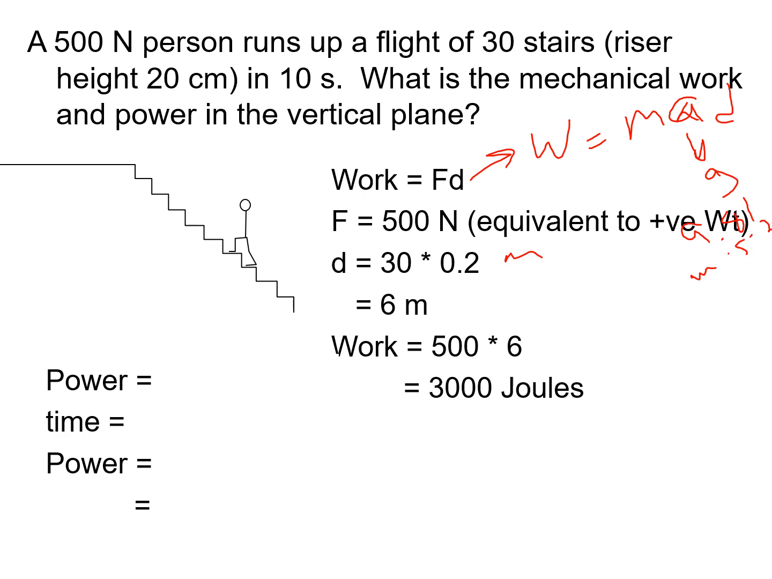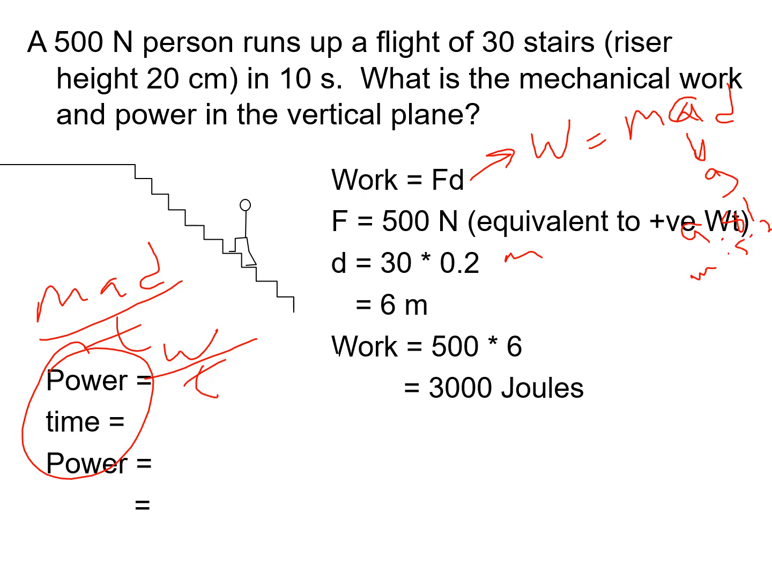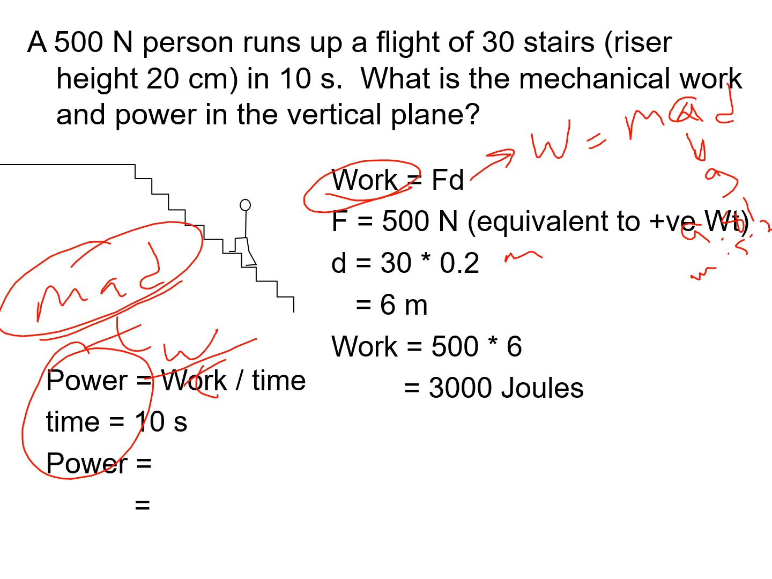So now let's solve for power. Remember that power is work over time, or mad over time. If the question just asked you for power, you don't really have to solve all this stuff. Solve just for work, and then just put work here and divide it by time. Okay, so power equals work over time. Our time is 10 seconds. So power, we had 3,000 joules divided by 10 seconds.